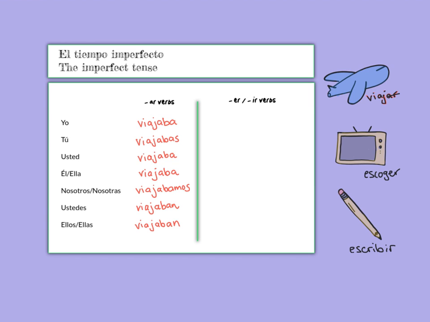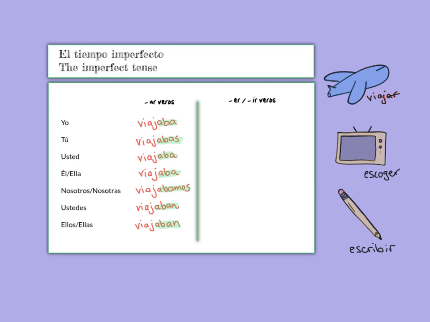So you have yo viajaba. Again, you added aba. Tú viajabas. Usted viajaba. Él o ella viajaba. Nosotros o nosotras viajábamos. Ustedes viajaban. Ellos o ellas viajaban. And that's the ending. So you can do this again for any regular AR verb and form the imperfect tense this way. And this would translate to the idea of I used to travel, you used to travel, he or she used to travel, and so on and so forth.